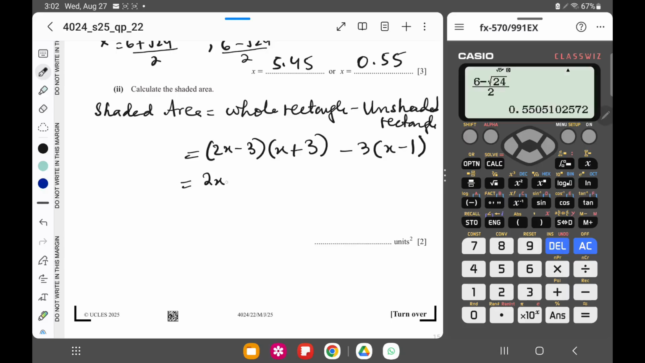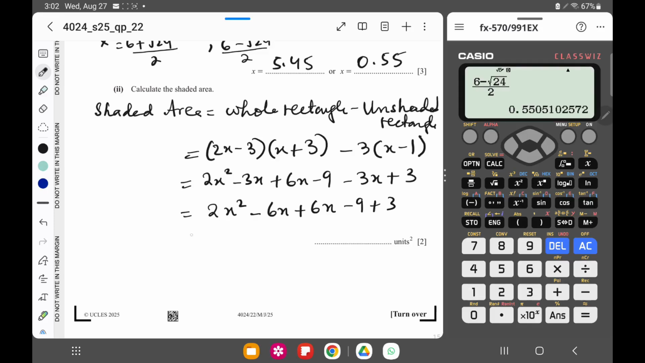This is 2x square minus 3x plus 6x minus 9 minus 3x and then plus 3. So that is becoming 2x square minus 3x and plus 6x and then again minus 3x. So you will have minus 9 and plus 3. So that will be cancelled. So you don't have any minus 6x and plus 6x, and minus 9 plus 3. So that is 2x square and only minus 6.